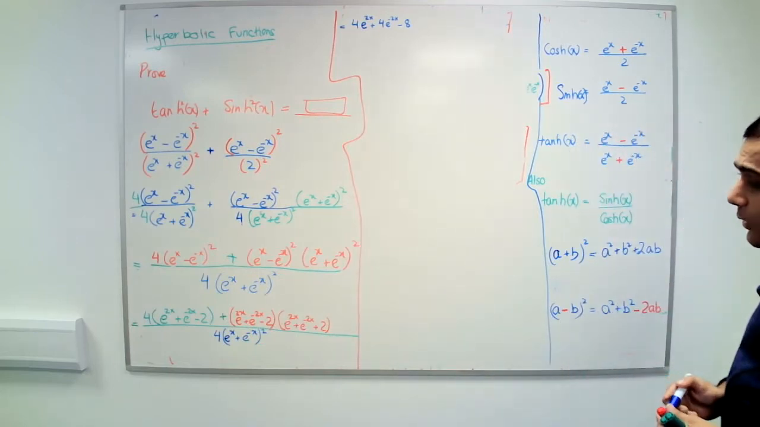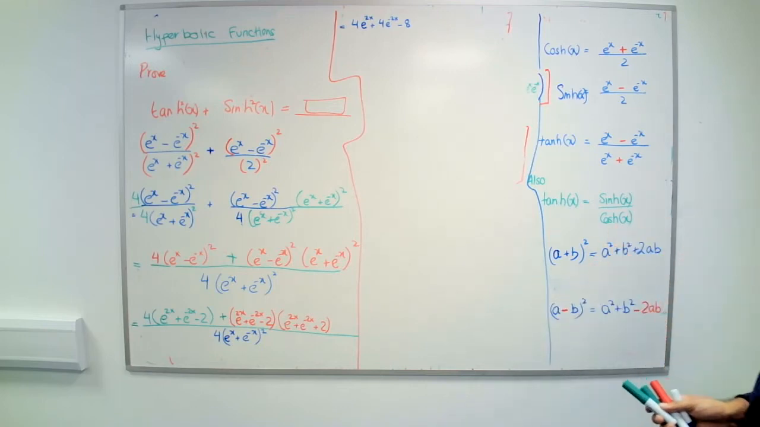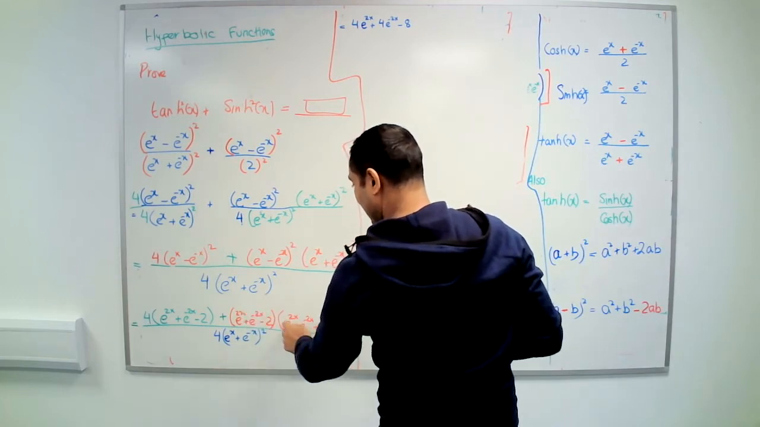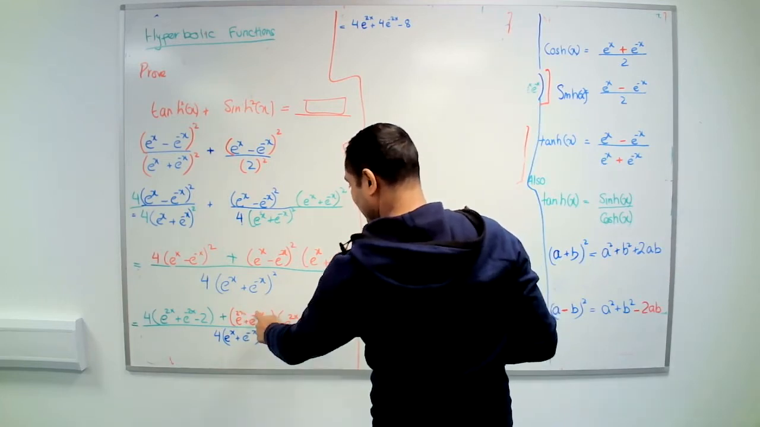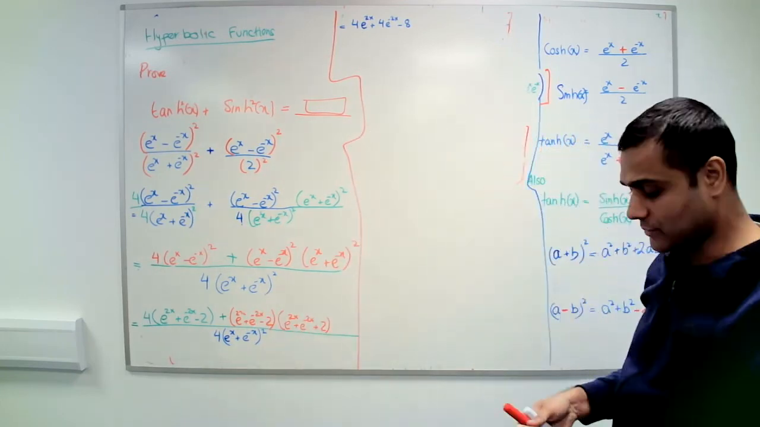Now I need to do the red ones. It's 3 times, so it's 3 and 3. That answer is going to be 9 different terms. So I need to multiply this times that, this times that, this times that, and then this times that, this times that, this times that. So it's going to be a long one.